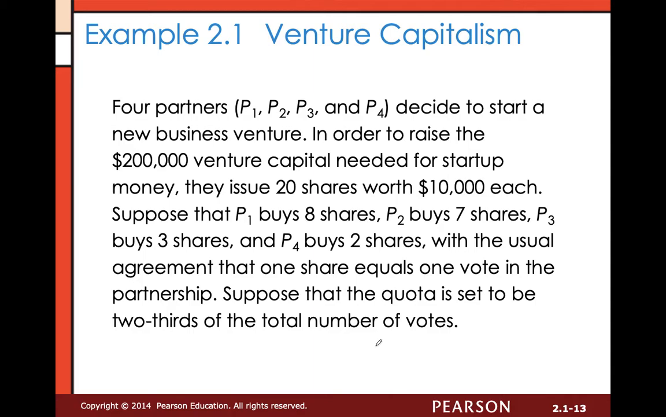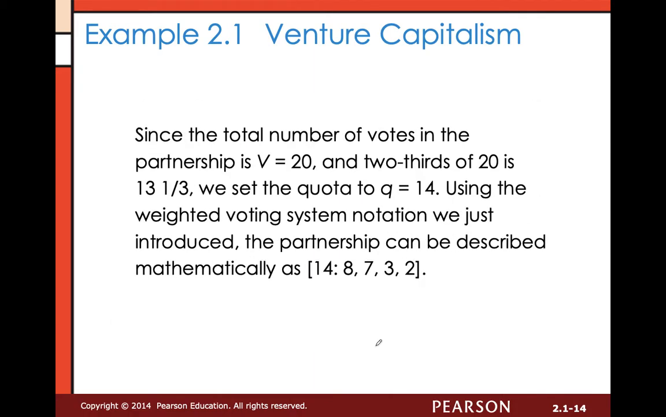And let's suppose that the quota is set at 2/3 of the total number of votes. All right, so what that means for our quota. There were a total of 20 votes possible, so 2/3 of 20 would be 13 1/3. Since we can't have 1/3 of a vote, we'll have to go up by 1, so that would mean our quota is at 14. So using the notation that we were just talking about, we would list our partnership as 14 as our quota, colon 8, 7, 3, 2.